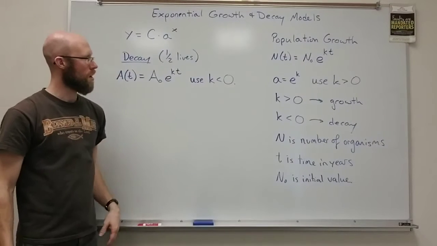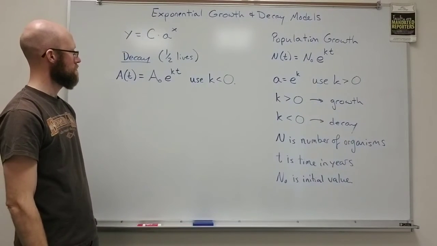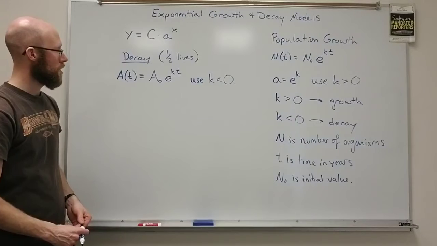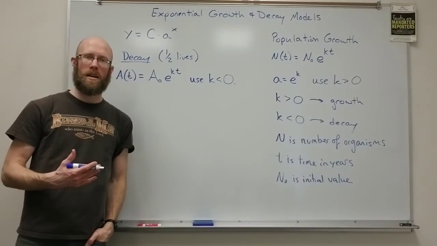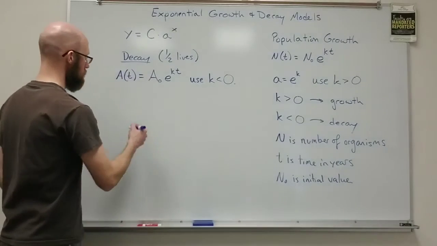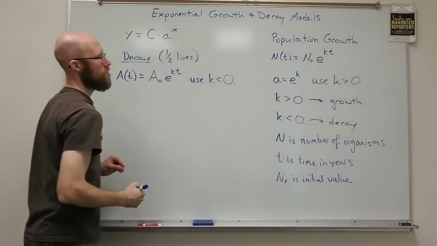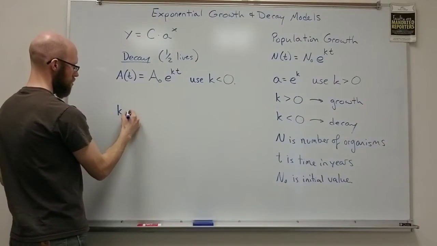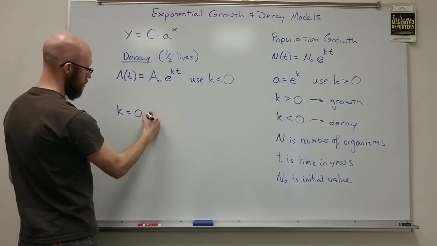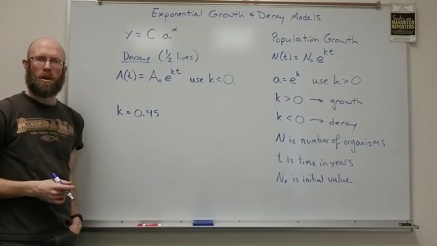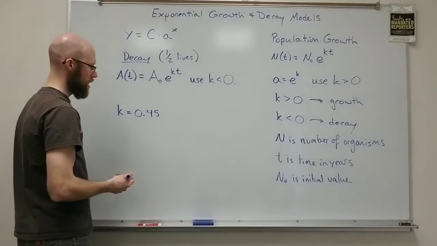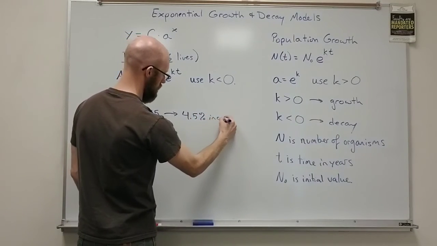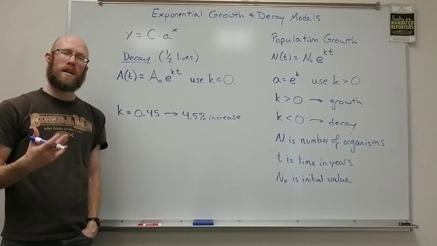Okay, so that should give us a pretty good idea of how these models are constructed. Now, your textbook makes mention of k being the growth rate itself. And this goes for either situation, the decay or the growth. If k were, say, 0.045, then your textbook claims that that's a 4.5% increase, or 4.5% growth. Now that's not entirely correct.